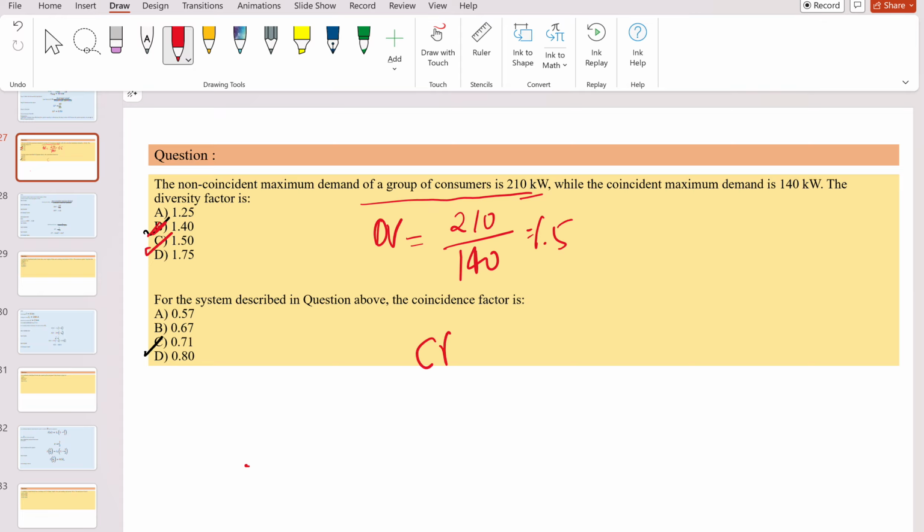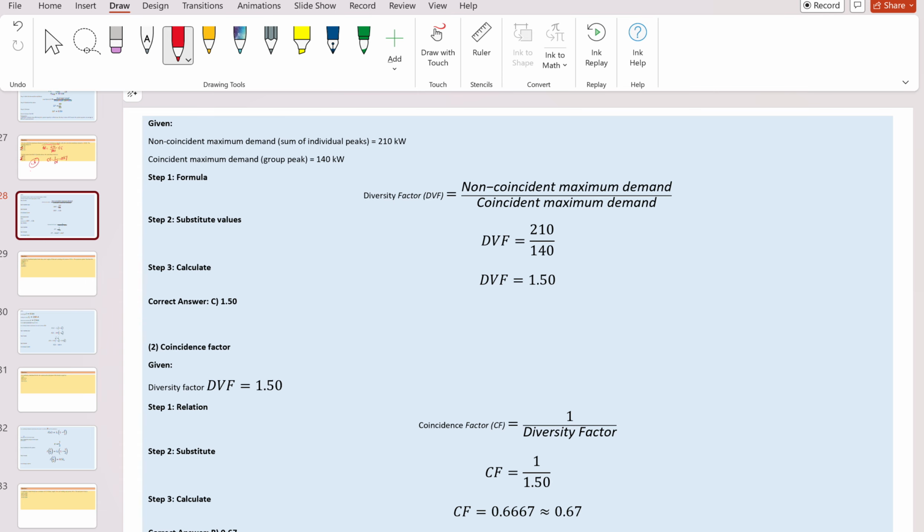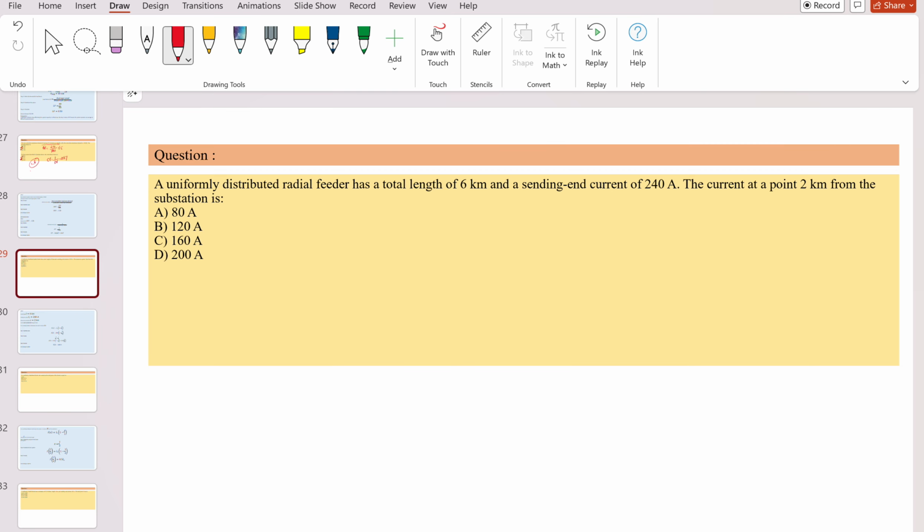Okay, so the diversity factor will come out to be 1.5. And what is the coincidence factor? Coincidence factor is the inverse of that. So when you divide 1 by 1.5, it will come out to be 0.67. So option B is correct here. So C, B is correct. It is an easy problem. You just have to know what the diversity factor is: non-coincidence maximum demand divided by coincidence maximum demand, and the coincidence factor is the inverse of the diversity factor.